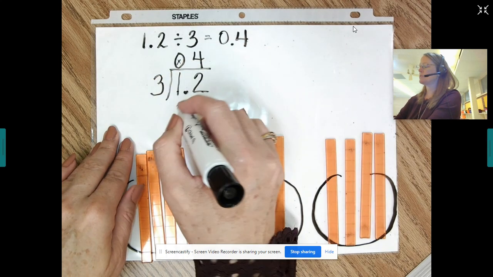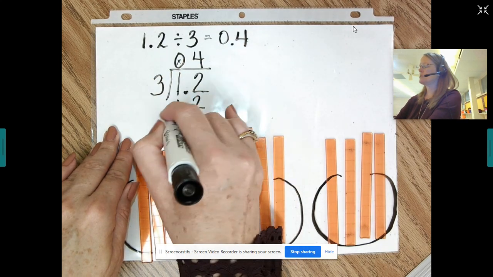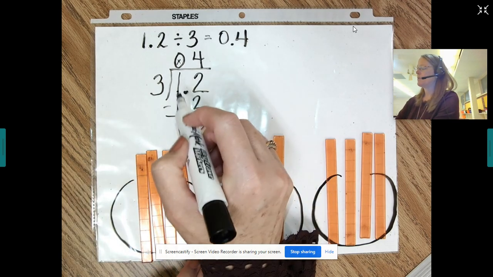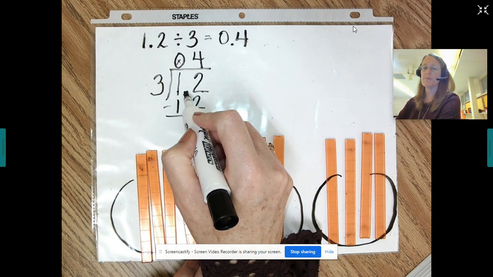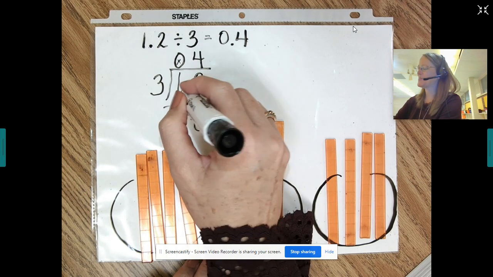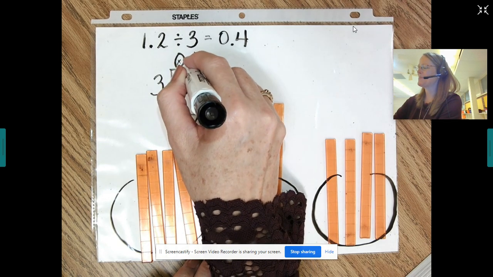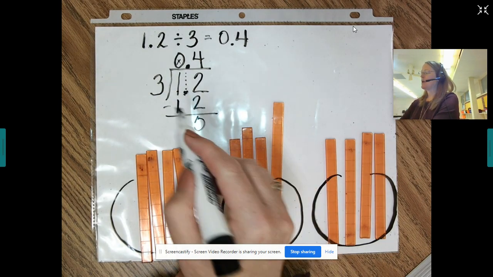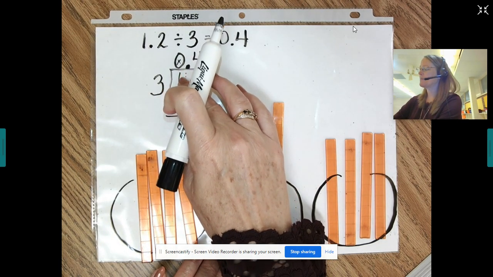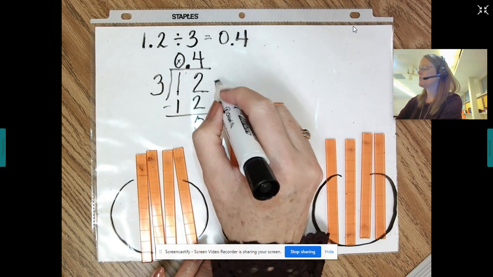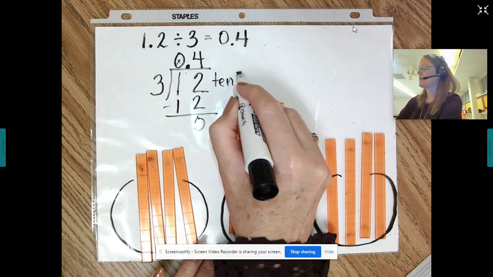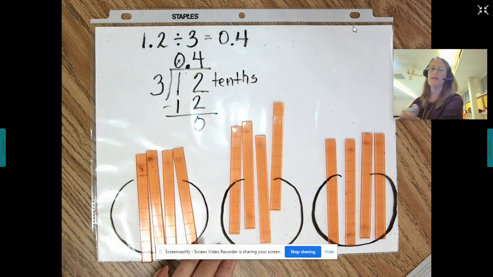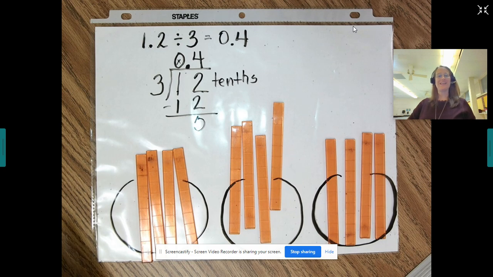And 4 times 3 is 12. Subtract. Oh, where does my decimal go? It goes straight up because I'm dividing by a whole number, guys. 12/10 divided by 3 equals 4/10 in each group.